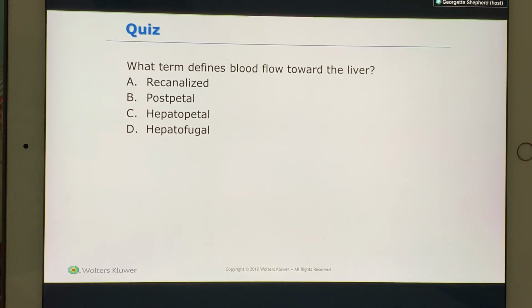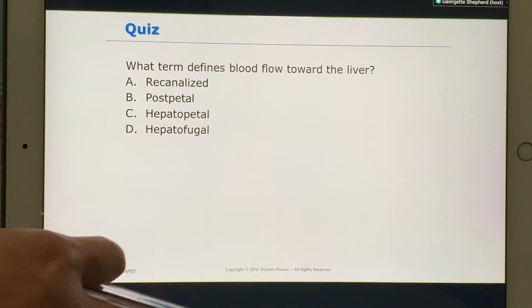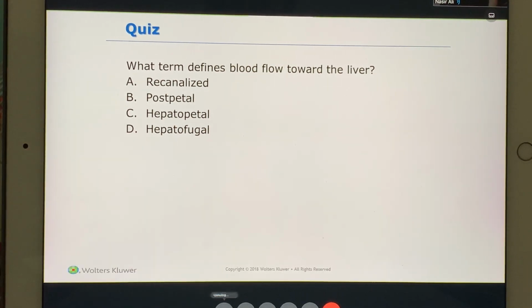This one I didn't finish. So what term defines blood flow towards the liver? C. Hepatopetal. Okay.